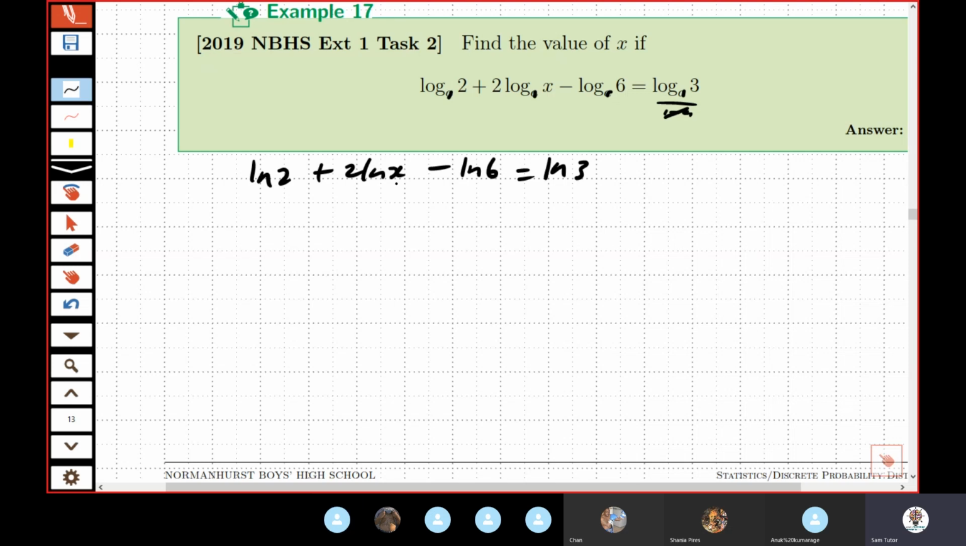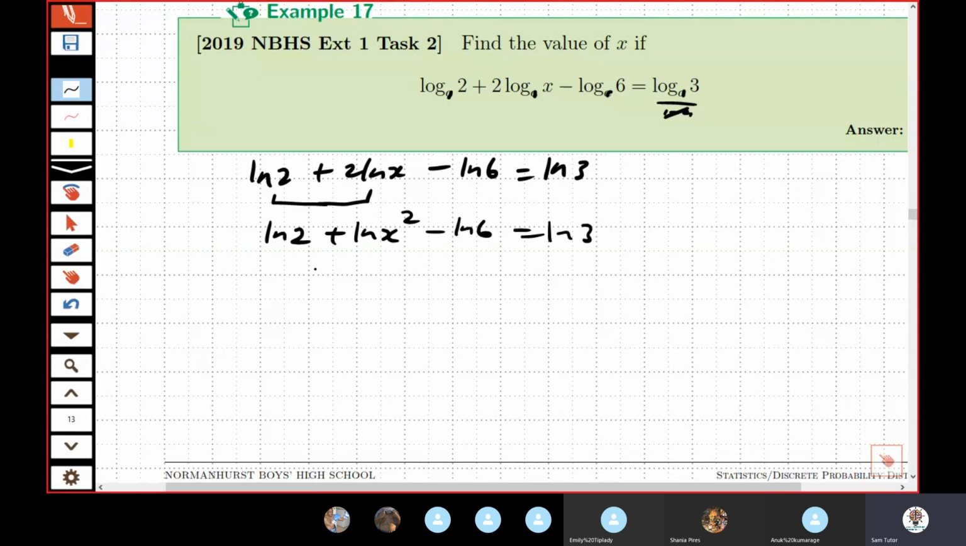So we're going to use our log laws for this. Let's do the first 2 together first. Can I add these straight away? I can't because of that 2. So do you make it an exponential thing? So it's ln 2 plus ln x squared. Yep. Bring it up, and then minus ln 6, equals log 3.